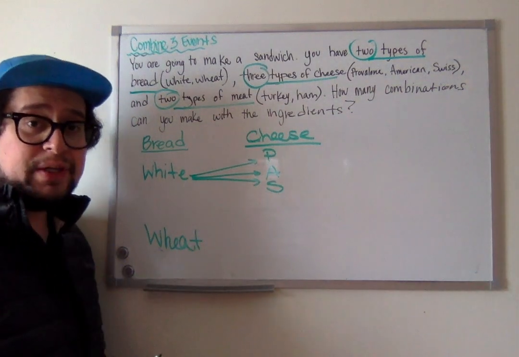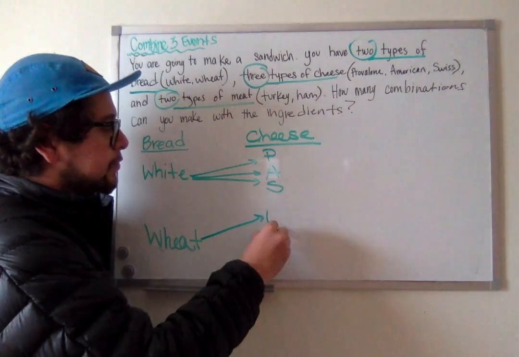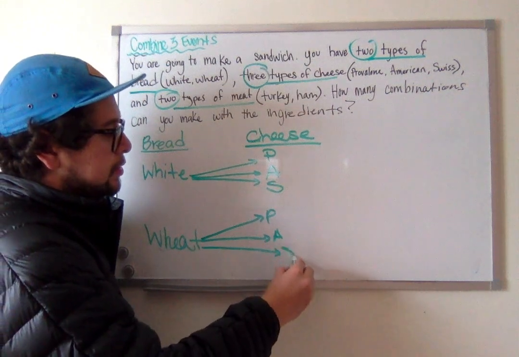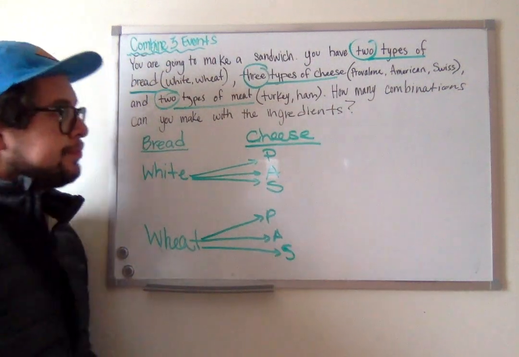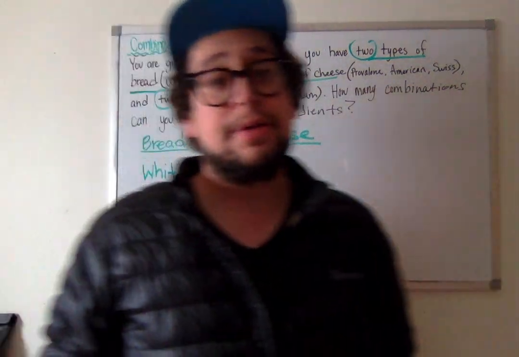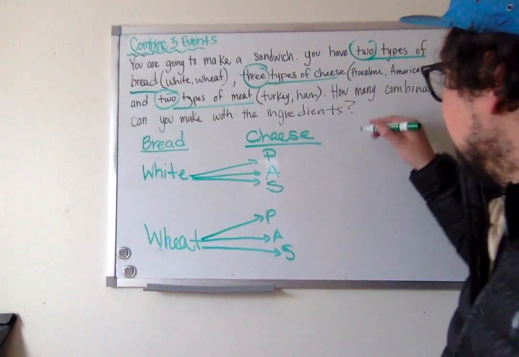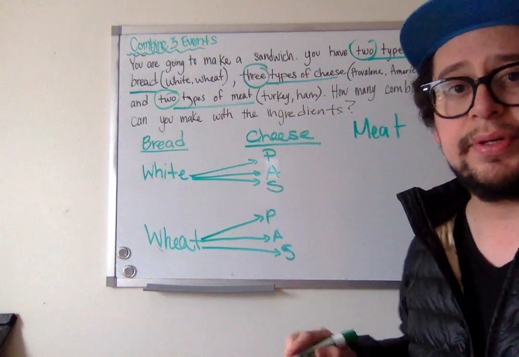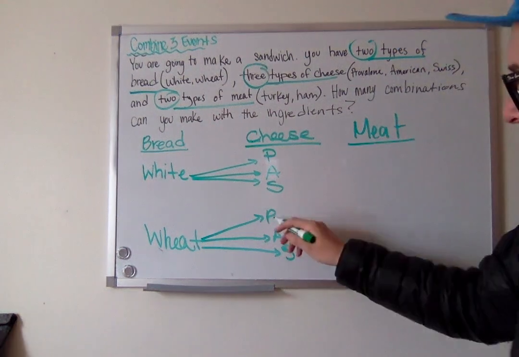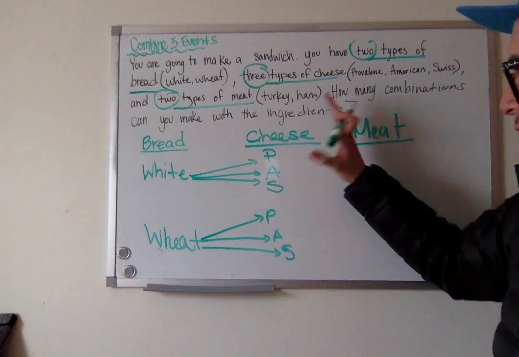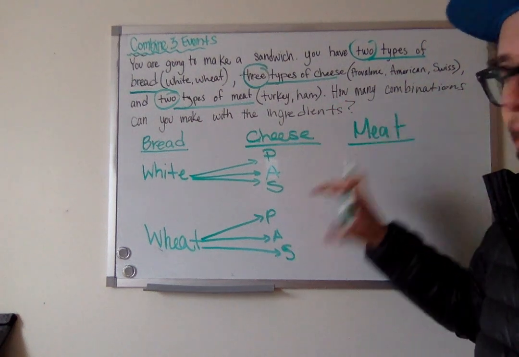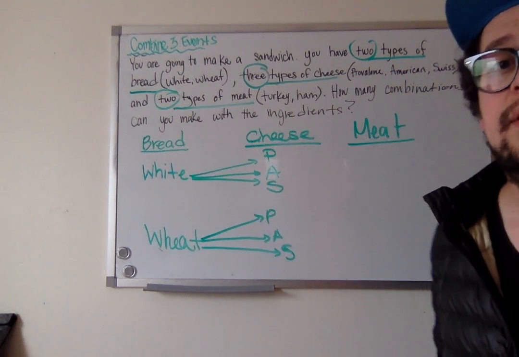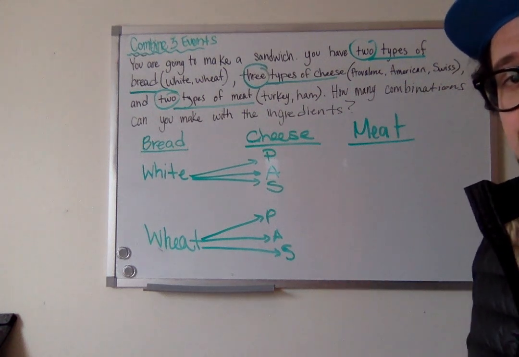We can combine our wheat with provolone, American, or Swiss. Finally, the last category we have is the meat. And we can have turkey or ham, okay? So check this out. With each combination now, if I just stopped here, I didn't think about the meat, I would be finished. I could match my bread with my cheese. But we're going to add the other option of meat.